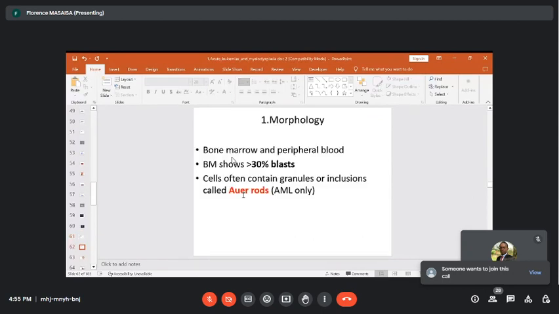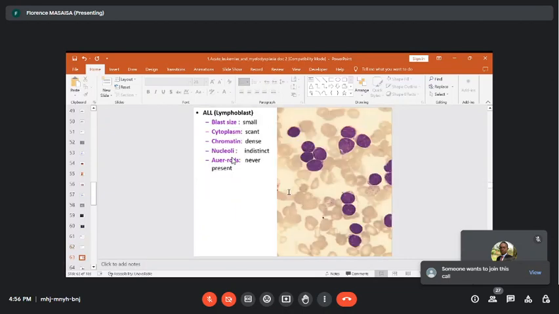Morphology: bone marrow and peripheral blood show more than 30% blasts. They usually contain granules or inclusions called Auer rods. When you see Auer rods in the blasts on the peripheral blood film, you are completely dealing with acute myeloid leukemia. Auer rods are inclusions like granules coming together and forming a line. When you look at these slides, which type of ALL do you have? Is it L1, L2, or L3? Who can tell us?